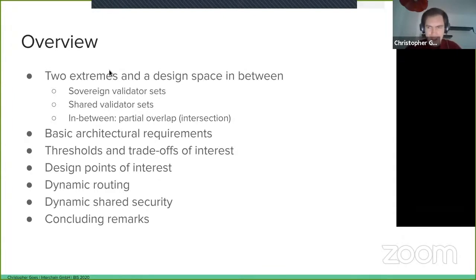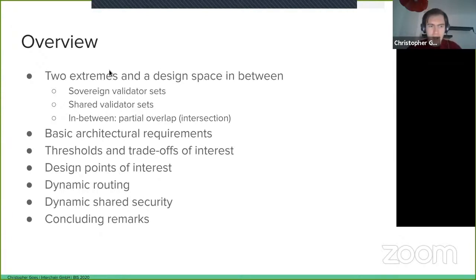Then I'm going to argue that there's, in fact, rather than two options, a spectrum in between, where we have partially sovereign validator sets, some overlap, not total overlap. But if we allow the chains to reason about the overlap, we can perhaps give both the chains themselves and users of those chains in a cross-chain message passing context some useful guarantees.